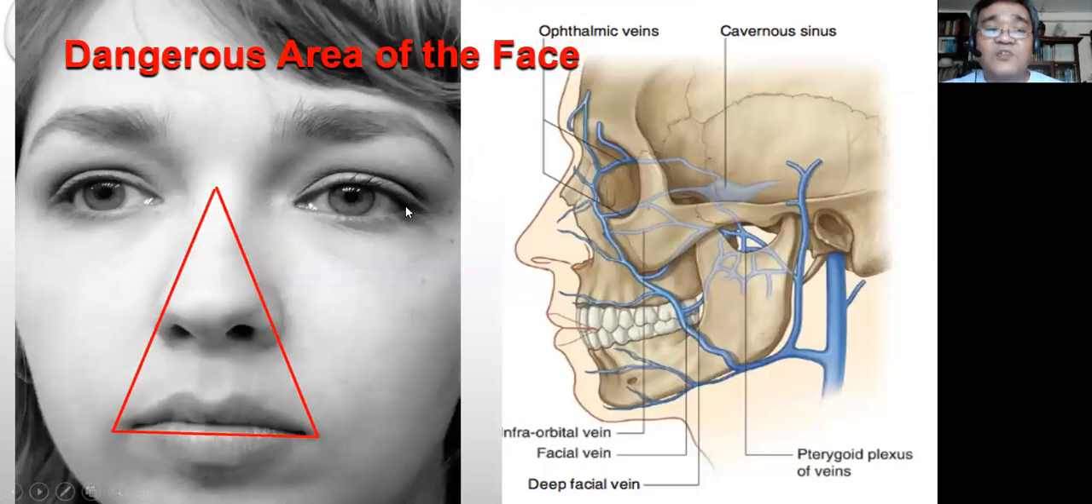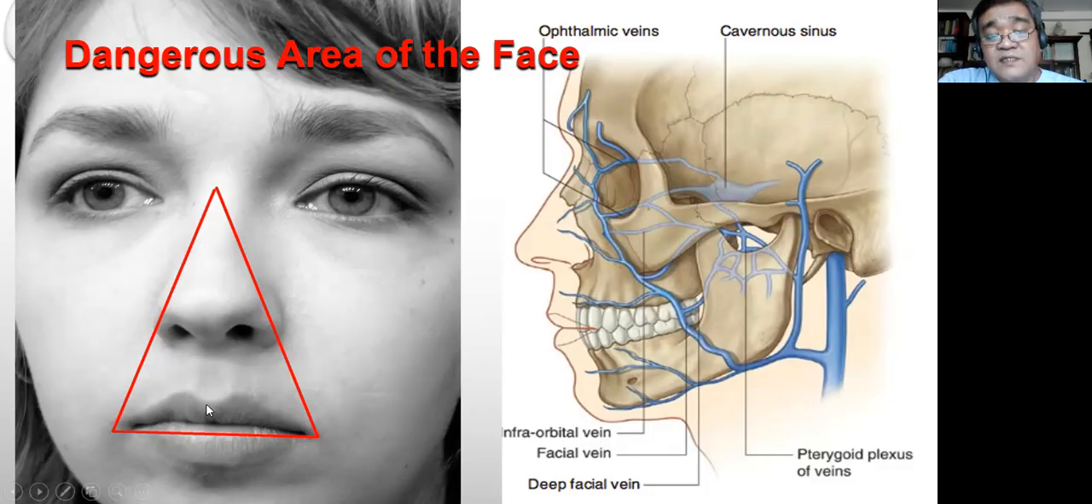There is also what is known as the dangerous area of the face. Where is this dangerous area of the face? Actually, it is a triangular area bounded by both angles of the mouth going up to the bridge of the nose, which forms the apex of the triangle. So this is the dangerous area of the face.